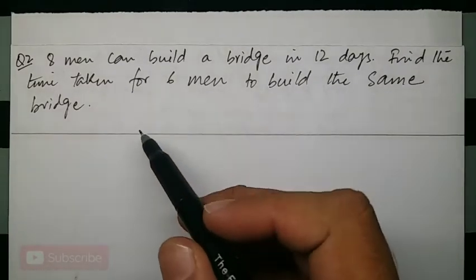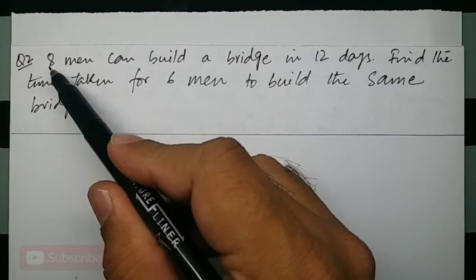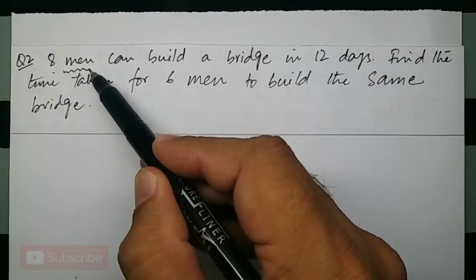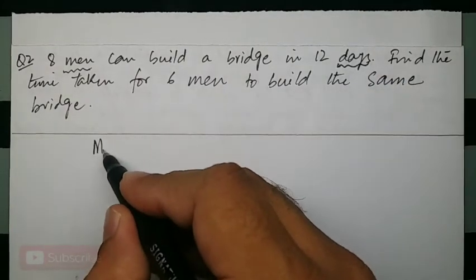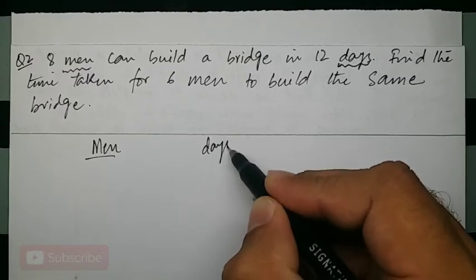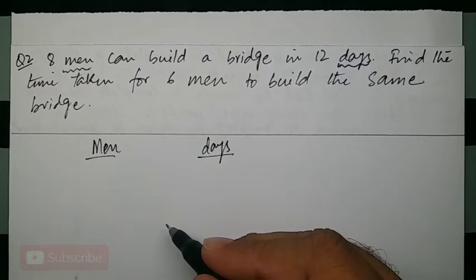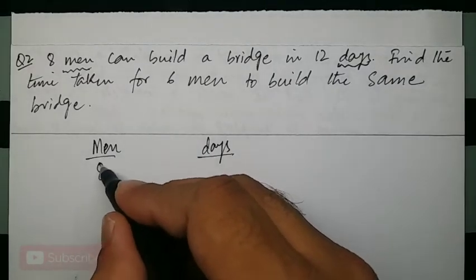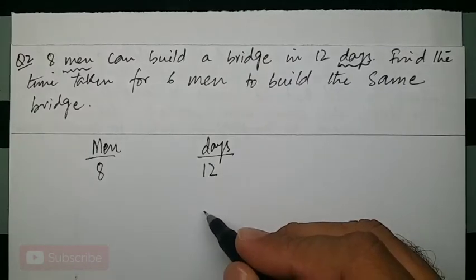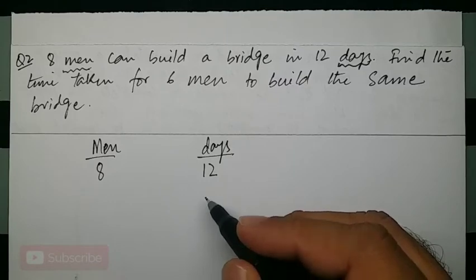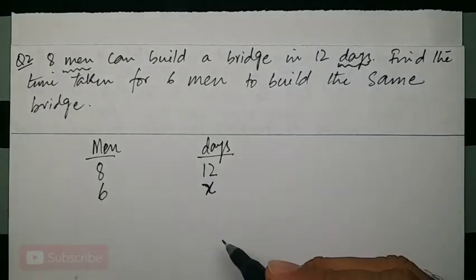So, to solve this question, I have two quantities. The first quantity is men and the second quantity is days, right? So I will make two columns. The first column will be related to number of men and the second will be related to number of days. My requirement is to find out the number of days if we have 6 men, right?